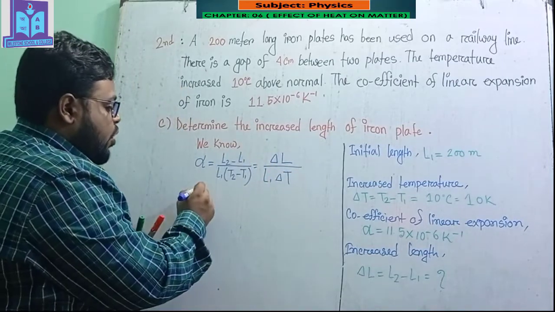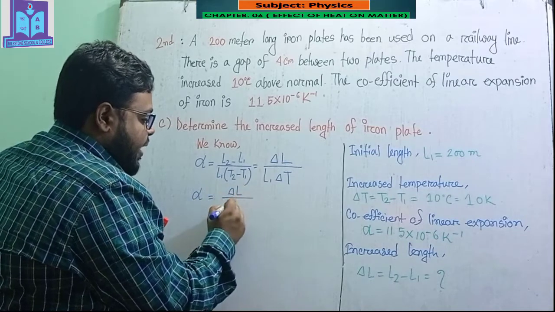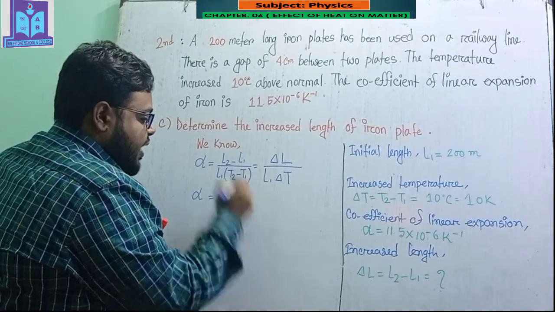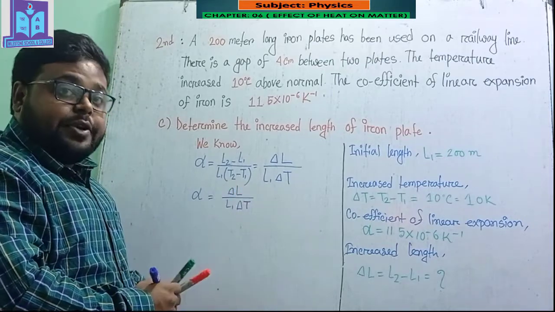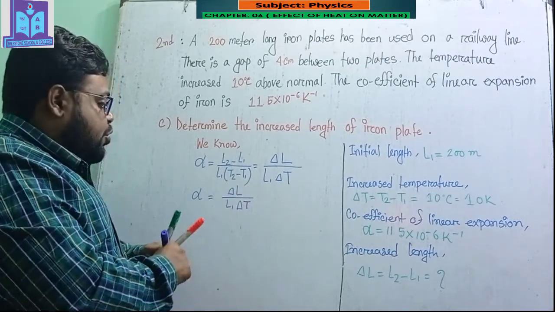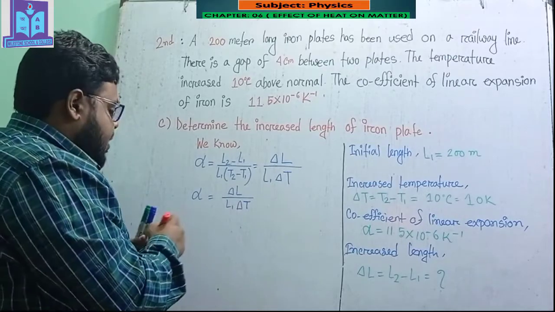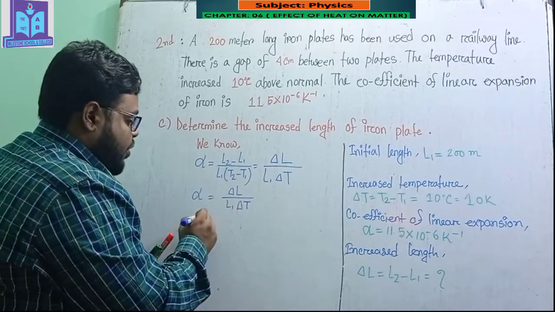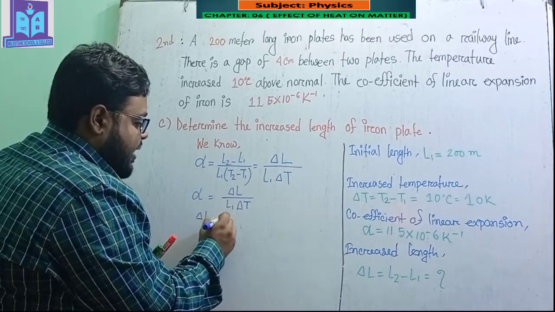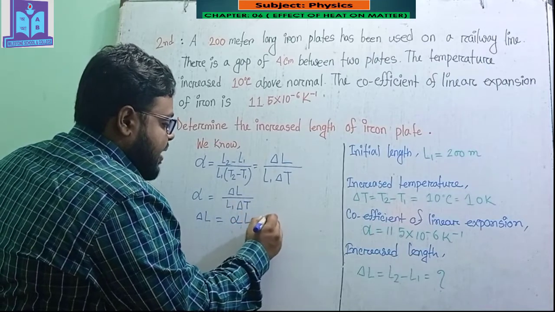Okay, so alpha equals del L by L1 into del T. So if I want to find out the value of the increased length, I have to do cross multiplication. Okay, so here you can see that if I do cross multiplication, then del L equals alpha L1 del T.